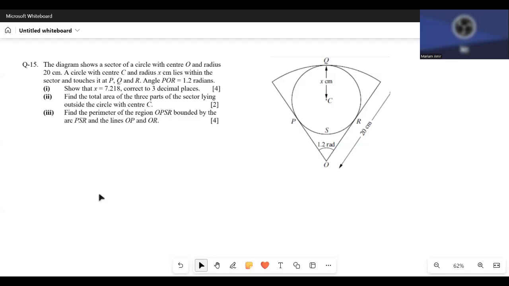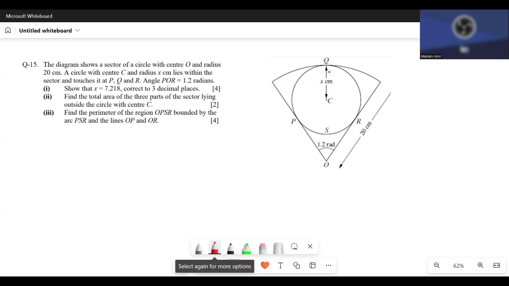The diagram shows a sector of a circle with center O and radius 20 centimeters. A circle with center C and radius x lies within the sector and touches it at P, Q, and R. The angle POR is 1.2 radians. Show that x equals 7.218, correct to 3 decimal places.